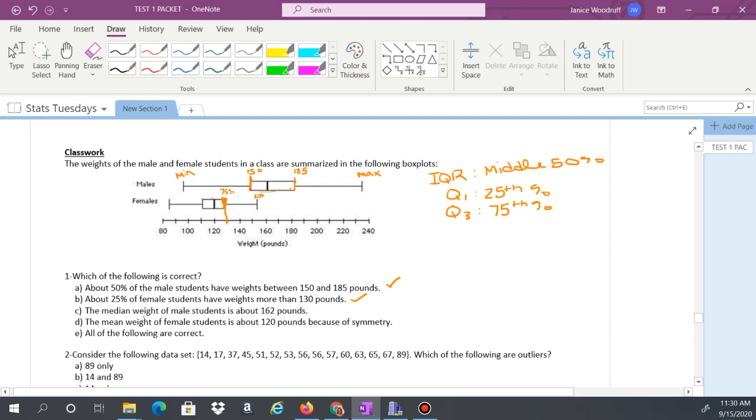All right, the median weight of male students is 162 pounds. So where's the median? It's right here. Does that line up with 162? It's close enough. It's like right there. So we're going to say yes.